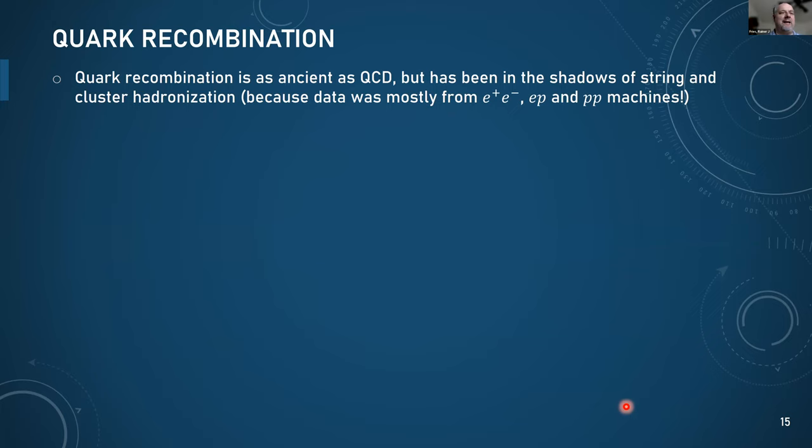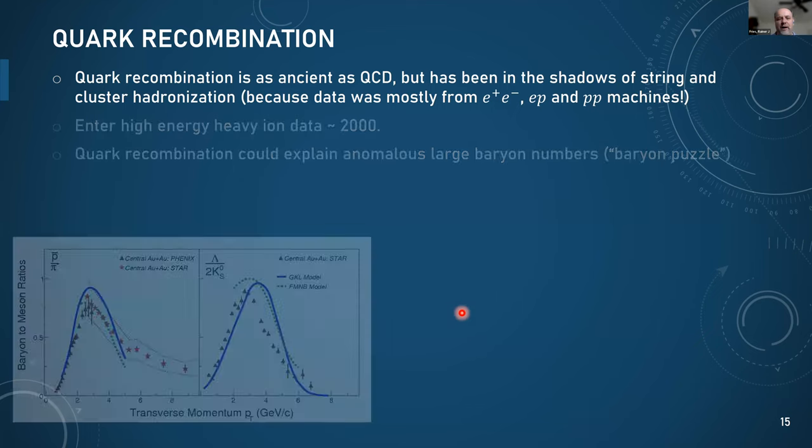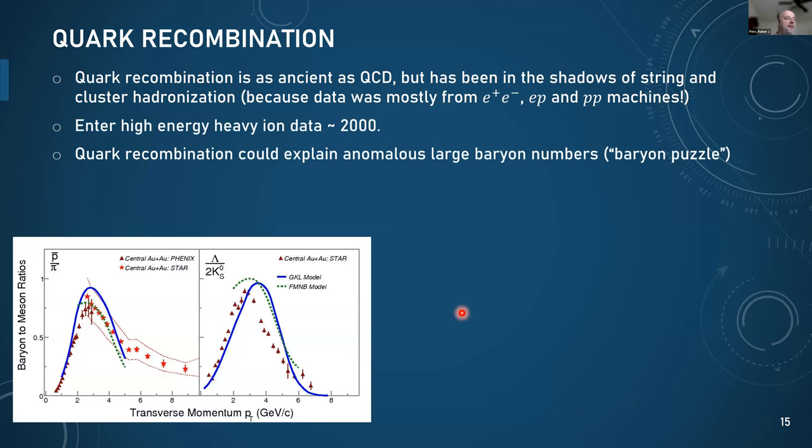But a lot of the experimental data is from systems that are very dilute, like e+e-, ep, pp. Those were the machines that QCD was done on for the first 25 or 30 years of QCD. And heavy ion experiments existed, but at very high energies, where, for example, jets were even relevant. But with the advent of RHIC, these ideas got revived for a number of reasons.